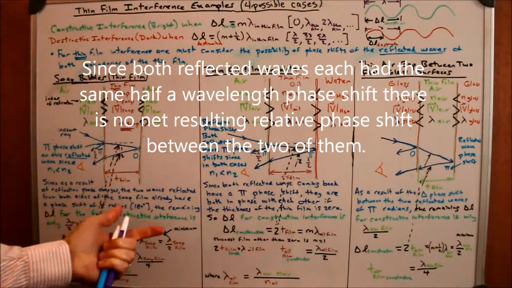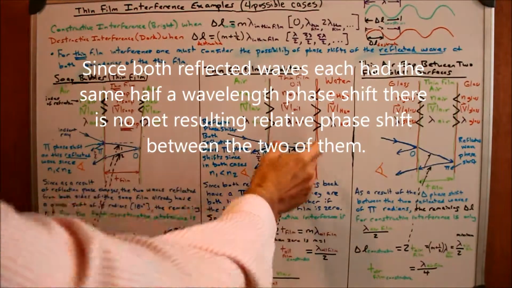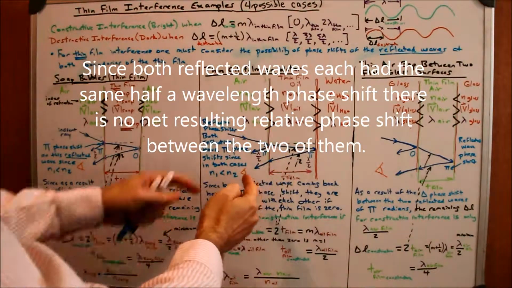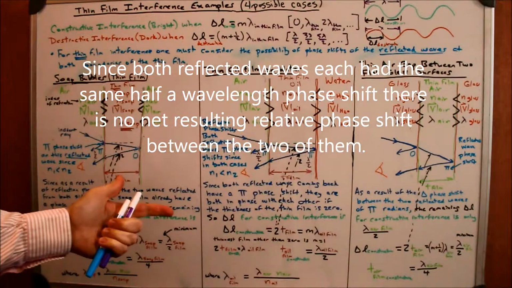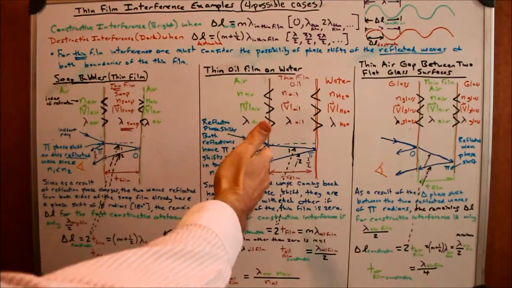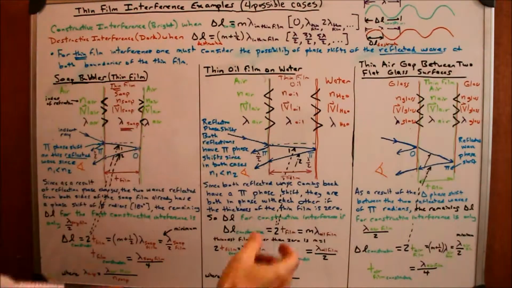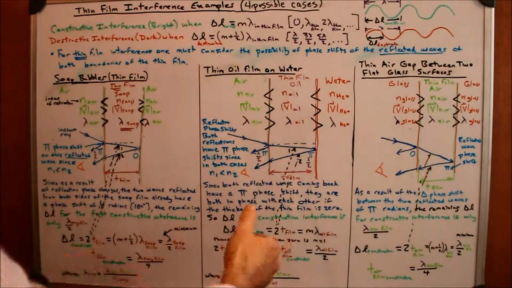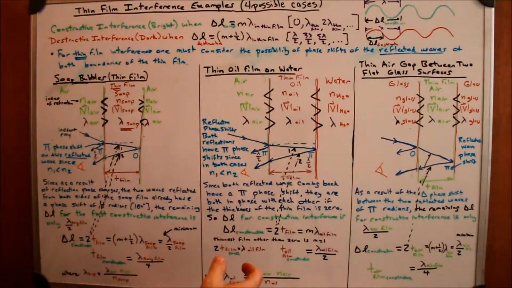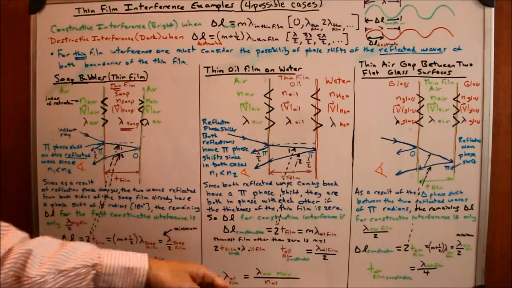So right away, if this film thickness was infinitely small, essentially 0, I'd be constructive already. Okay, so that's one case. If the film thickness is 0, it's constructive. But this film actually has some thickness, and so let's look at the next thickness where I get it. So what do I need to have for constructive interference?